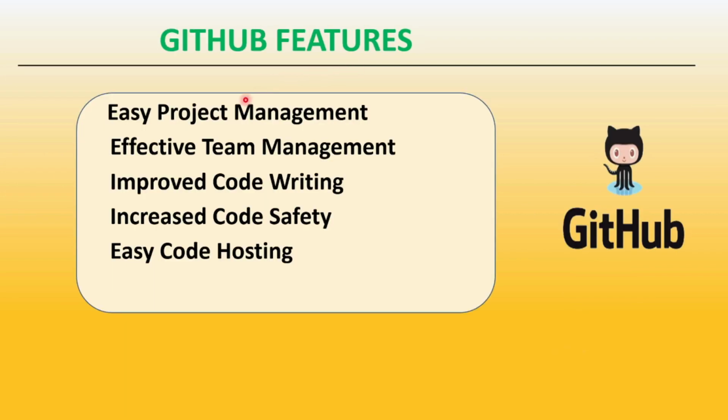What are the GitHub features? Easy project management. You can easily manage your project if you have hosted it on the GitHub. Effective team management. If you have hosted your project on the GitHub, team can effectively manage the project. If one team member is working in India and another team member of the same company is there in US, both can work together with the easy team management because of the GitHub. Improved code writing. You can improve your code writing with the help of GitHub. Your code is safe. If it is hosted on the GitHub, it is considered as a safe and easy code hosting. You can easily host your code on the GitHub. So these are the GitHub features.